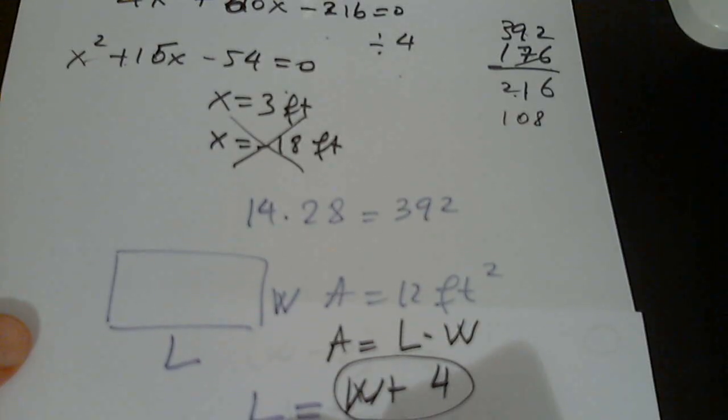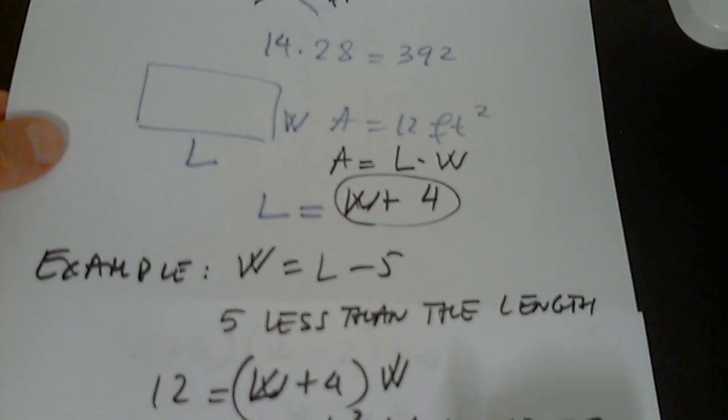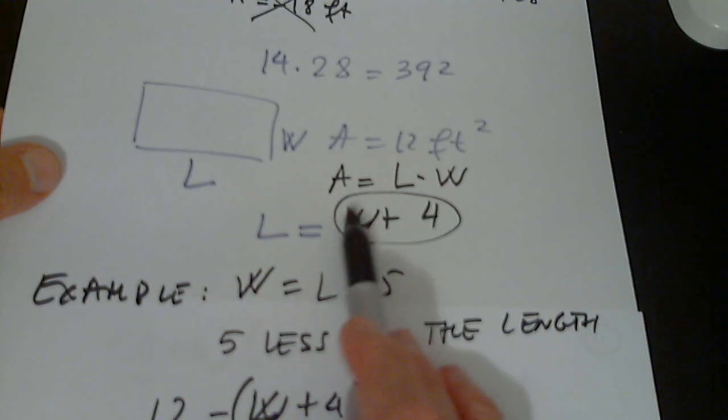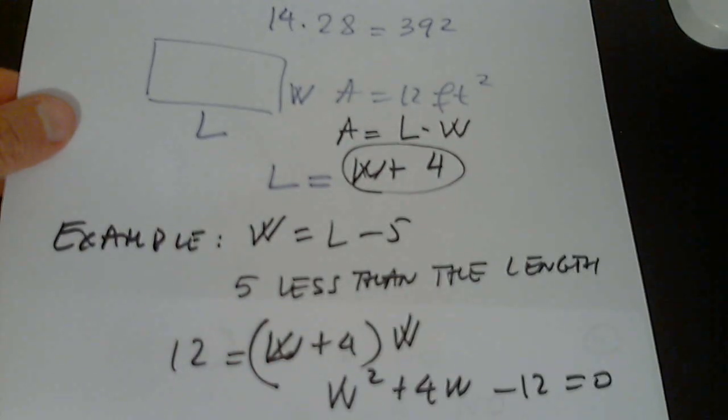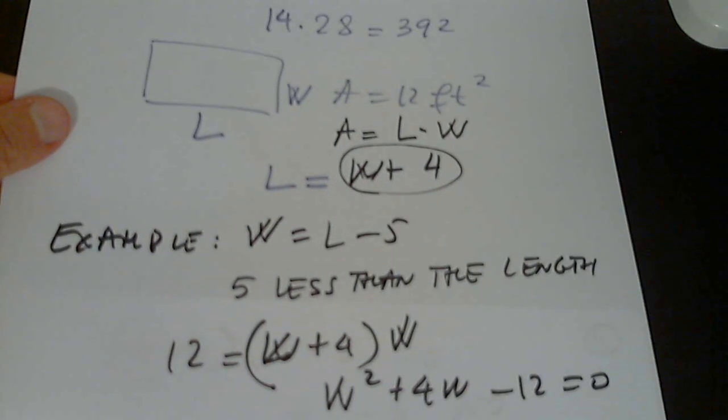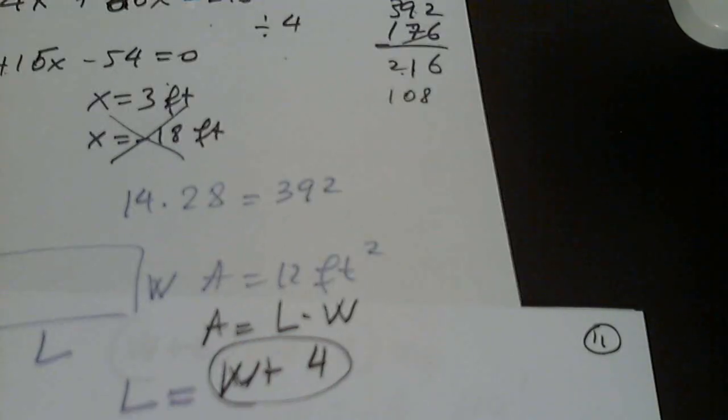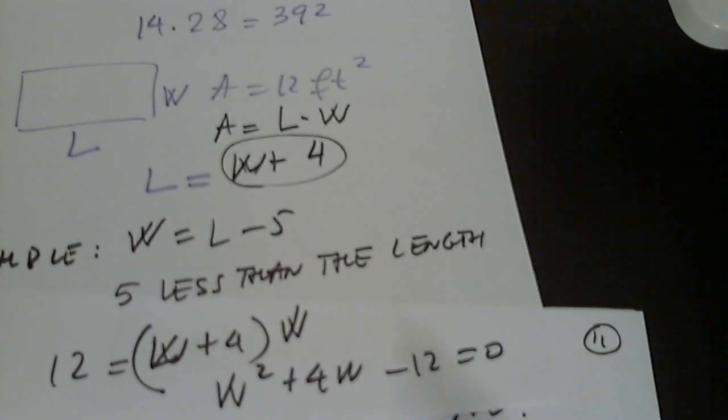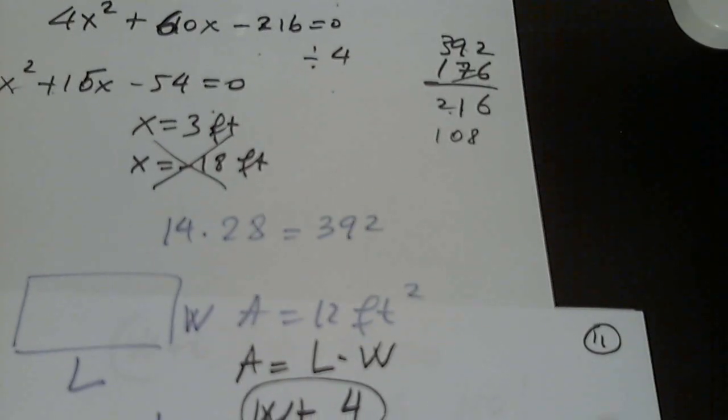If W is 2, how much is L? Six. That's it. The product is 12. So this is it. That's all I needed to determine.